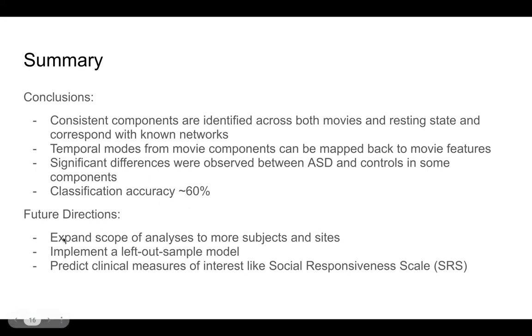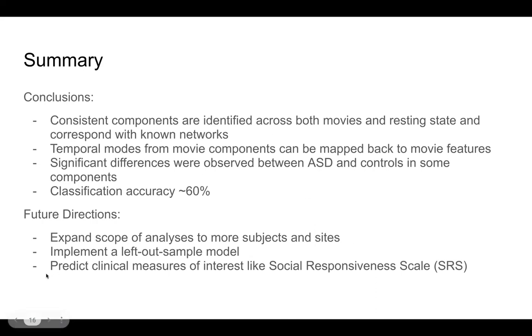And some future directions. The first thing is to expand the scope of the analysis to more subjects and sites. Again, we're looking at just a tiny bit of the huge, wonderful HBN data set, so we can increase this by an order of magnitude and start looking at more things. We also really want to implement a left out sample model. We did run this preliminary classifier and got some good accuracy, but we run tensor decomposition on all of the data, all of the people, and then we run a classification after the fact. That's actually sort of data snooping. There's some data leakage. We should ideally implement this left out sample model. So that's quite important.